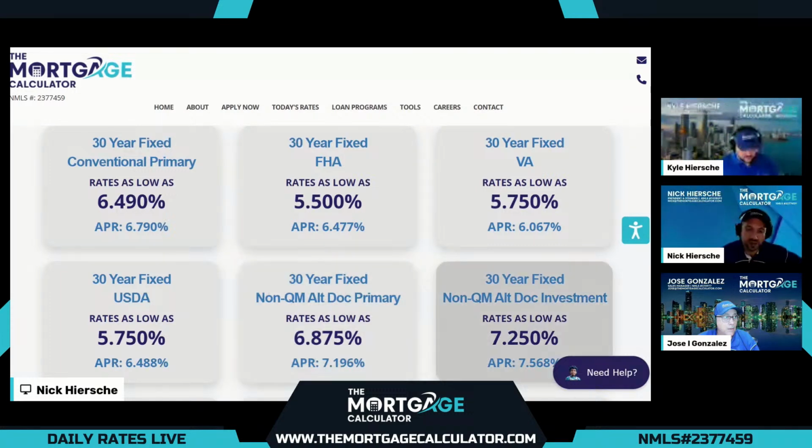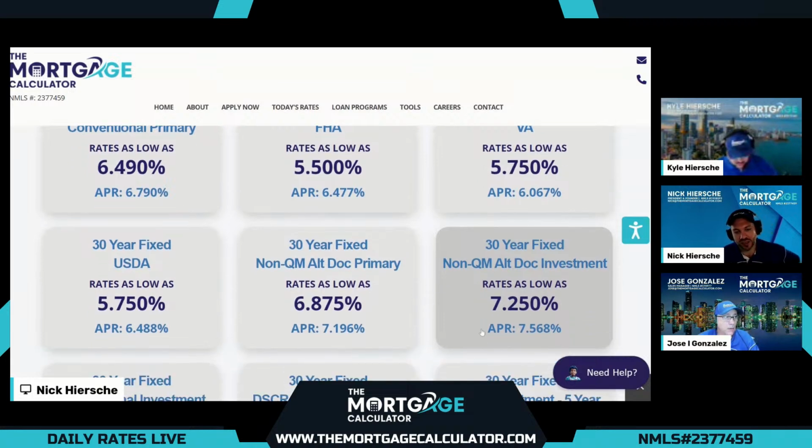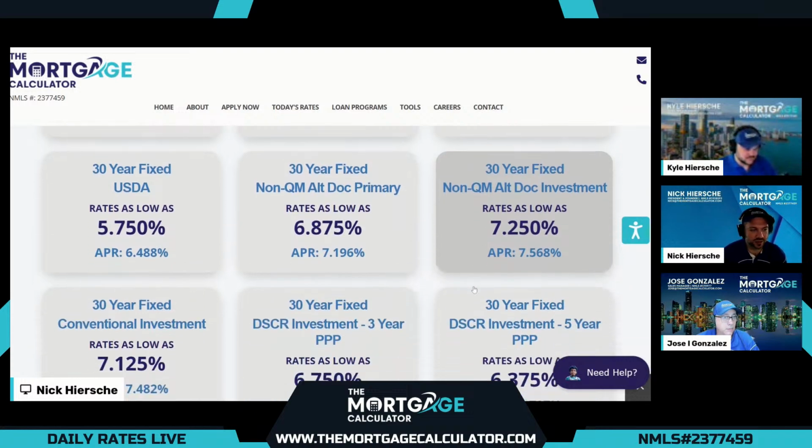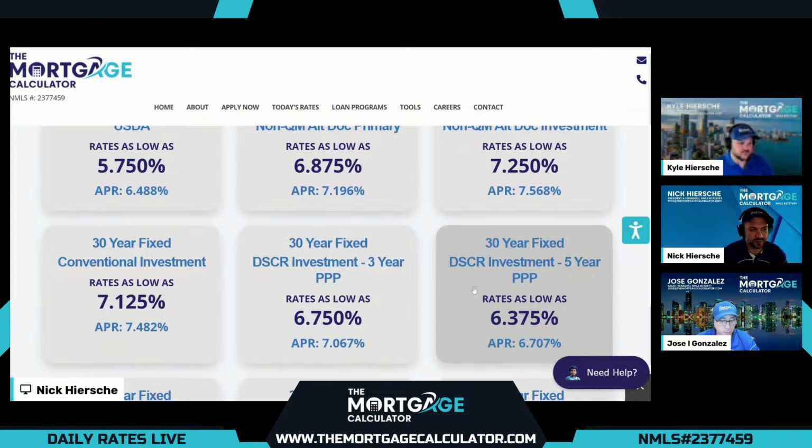Moving on to our investment property options. Tons of flexibility for investment properties under non-QM. First up are standard alt doc options, such as bank statement, 1099, and similar. This is most likely a bank statement option, coming in at 7.25 this morning. Final APR 7.568. And we'll compare that to the other investment property options.